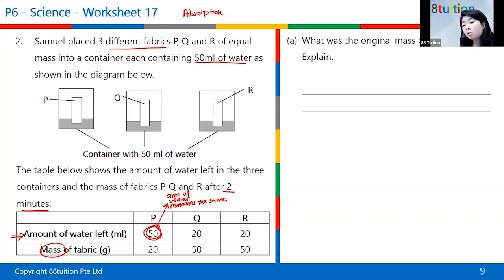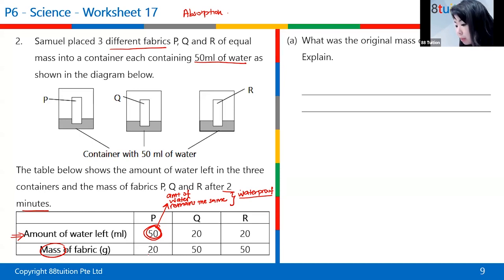So, because the amount of water remains the same, it shows that, Javen, this material is what? How will you describe this material? A material that cannot absorb water is waterproof. That's very good. Everybody agree? Waterproof? Okay, so now let's look at the mass.